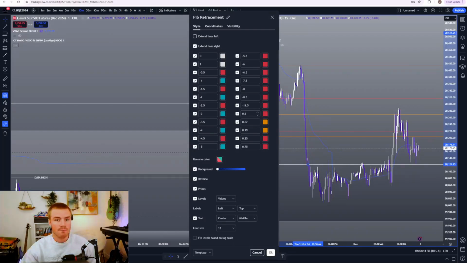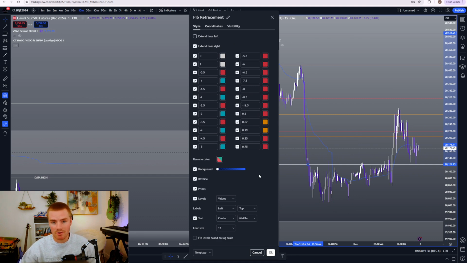And moving down to the bottom, we want to look at all of these things right here, right? So background, you can have a background with the full color if you want to, where it's going to show all the different colors. I don't use that. And then I have it in reverse. I have it as prices. And then for levels, I have it as values. Labels, I like to put it at the left and on the top. And then text, I like to put it in the center, in the middle. Don't really use text too much, but that is what I do. And font size, that's just depending on how you want it. I have it at 12, but this is just all of the basic levels and settings that I have.